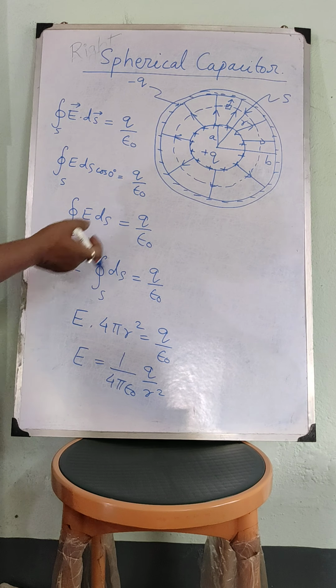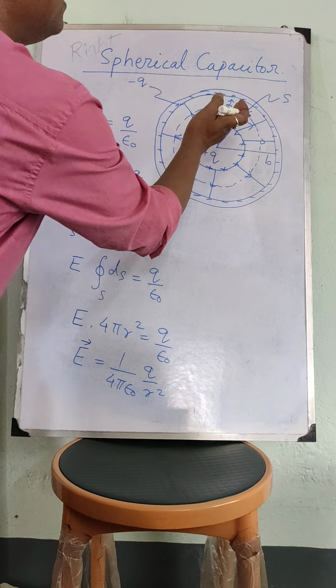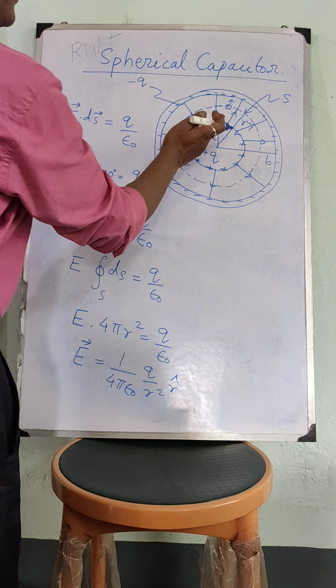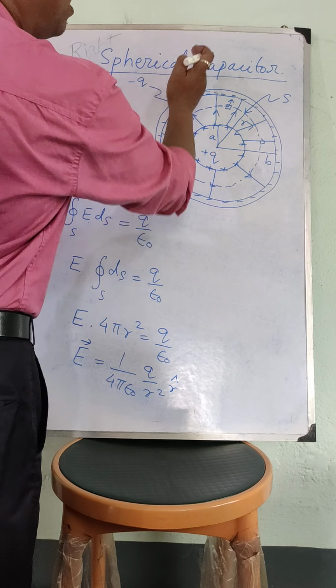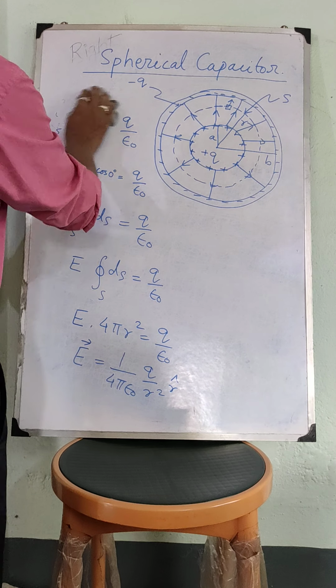Okay. So we have calculated the electric field. Direction of the electric field will be in the outward direction, that is in the direction of r cap. So r cap is a unit vector in the radially outward direction. Okay. Now the potential difference between the two conductors.